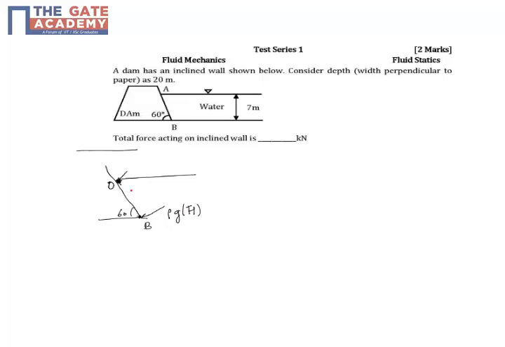Let me draw it. In between, the pressure will be rho g into the depth of that point from the top level. So it will keep increasing to a value of rho g h at B. This is how the pressure will act. Pressure intensity will increase, and so it is a triangular distribution. And the total force that is acting will be the integration of this pressure distribution.